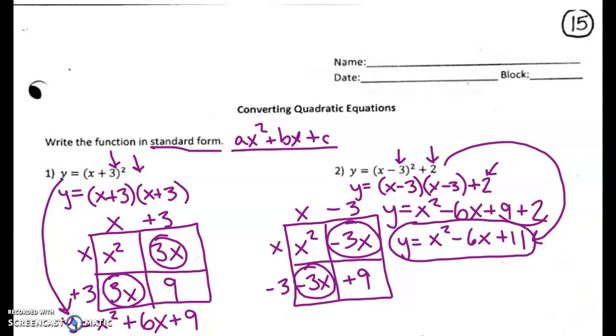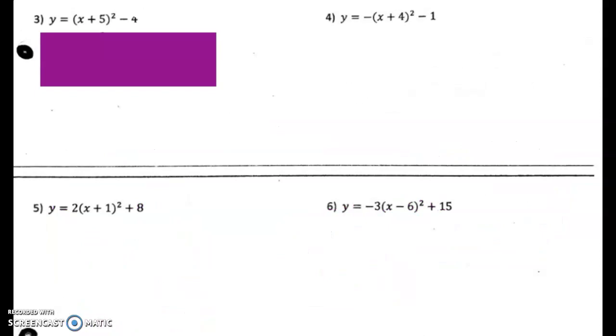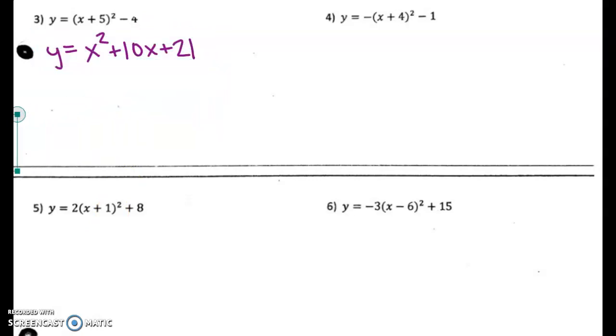Okay? So I want you to pause this video, and I want to see if you can get number 3. Ready, go. Okay, my friends, let's see. Number 3. Did you get y equals x squared plus 10x plus 21? If you did, awesome sauce. If not, we may need to practice multiplying binomials together. And don't forget, you had a minus 4 in the back that you should have subtracted with that 25.